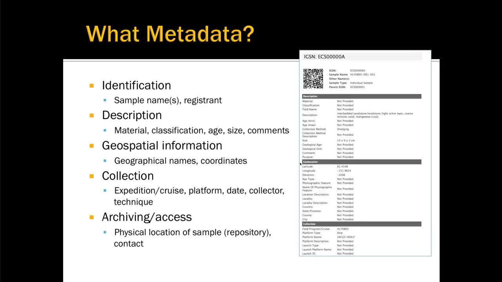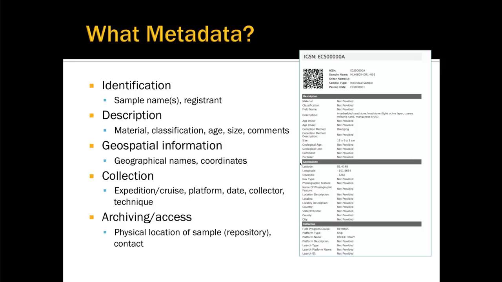With respect to the metadata, on the right you can see an example metadata profile of an IGSN in SESAR. We distinguish between identification metadata, which is the sample name, the registrant's name, and actually it could be multiple sample names. We've had many cases where especially repositories have changed their naming protocols or numbering systems over time, and they want to preserve any of these numbers. So that's possible to put into the metadata record of an IGSN.